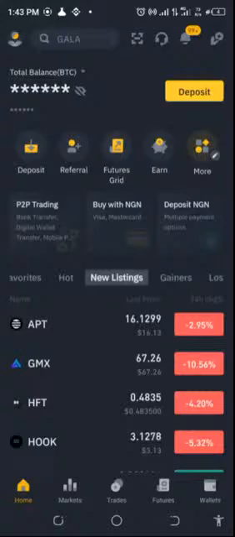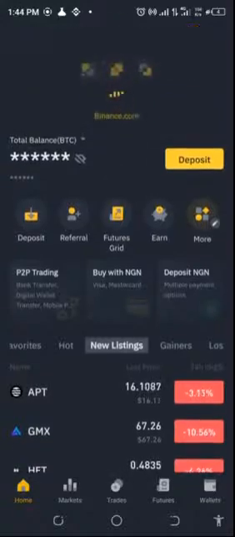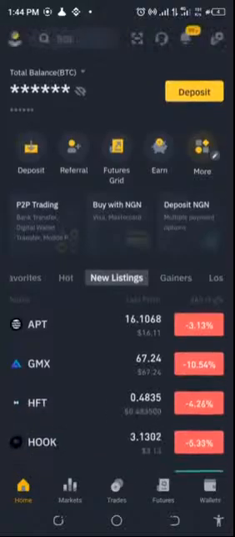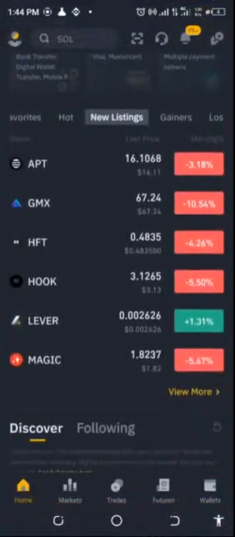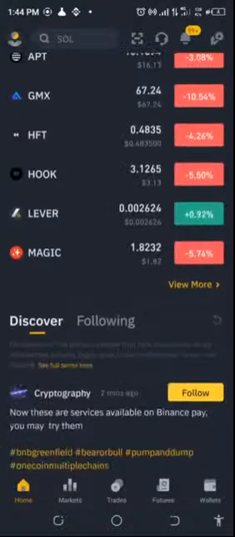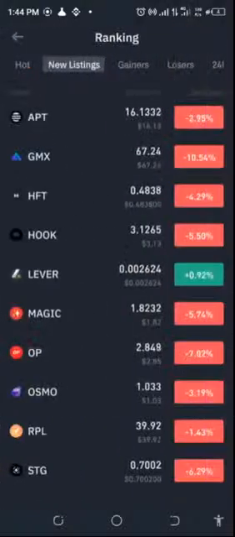All right. So today we're going to come over to this place where it says new listings. You can refresh just to be sure that everything is set. And in this place, you get to see new coins that have just been listed. There are quite a lot of them. You can click on view more to see more of them, and then you can begin to pick each one.